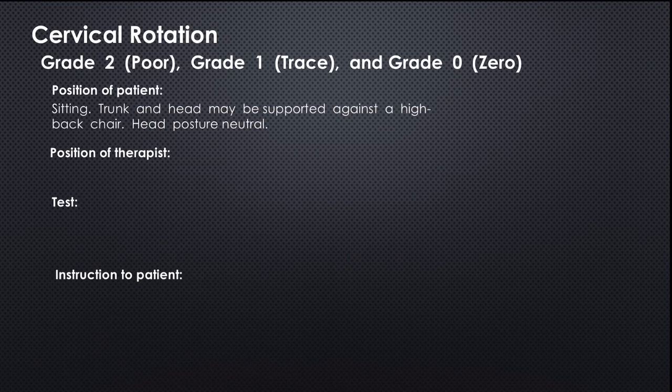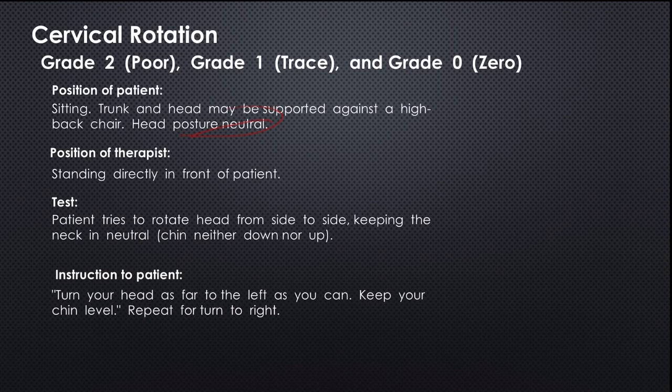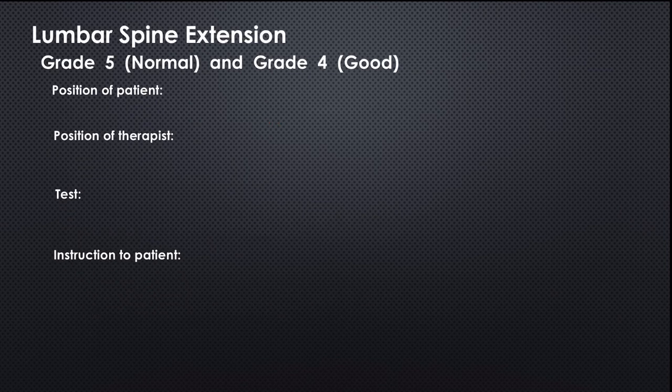grade 2, sitting, trunk and head may be supported against a high back chair, because we assume here that the patient cannot control their trunk. So it should be supported well. Head posture neutral, again to have a good reading and result. Standing directly in front of the patient. Patient tries to rotate head from side to side, keeping the neck in neutral, chin neither down nor up. Turn your head as far to the left as you can. Keep your chin level. Repeat for turn to right. So it's like that. Simply turning the head. Now let's go over to the spine extension, lumbar spine.